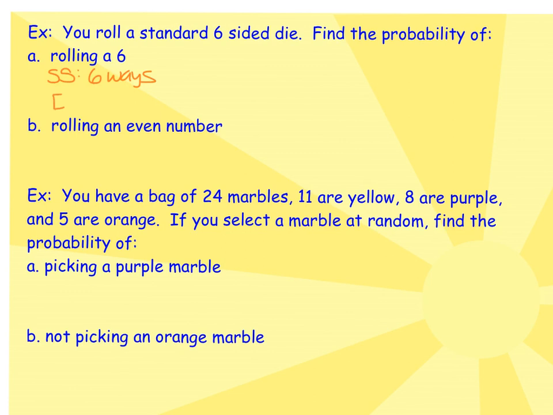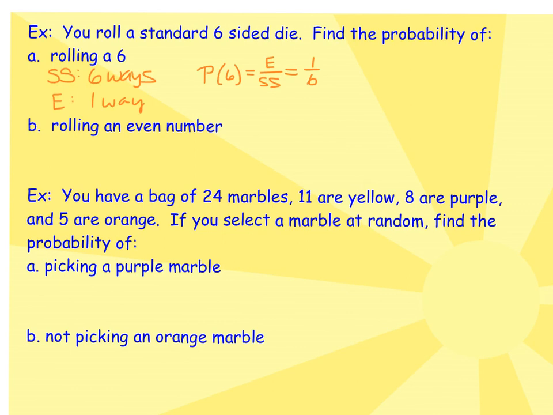Our event, only one of the numbers on a standard 6-sided die is a 6. So there's only one side or one way our event can happen. This would mean the probability that we would roll a die and it lands on a 6 is just the event size divided by the sample space, which is 1/6. So we'd have a 1/6 chance of it rolling and landing on a 6.